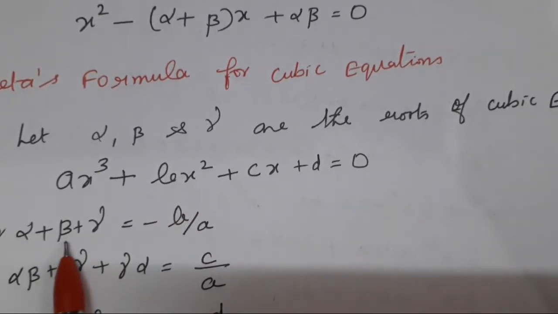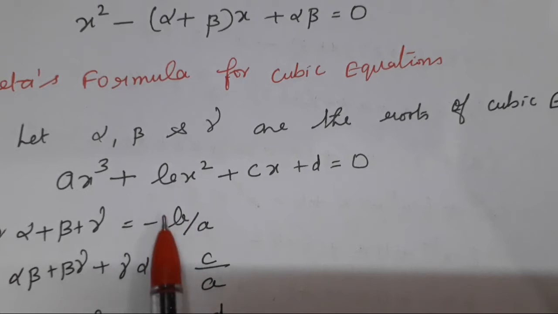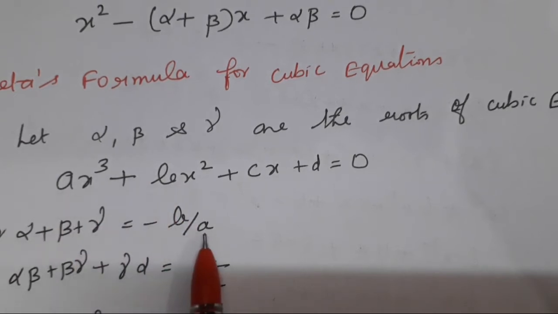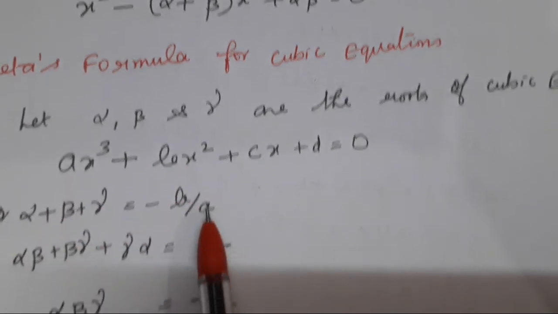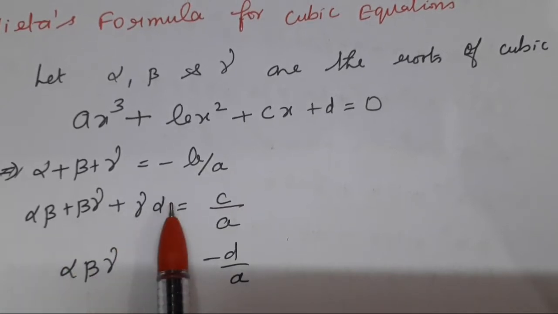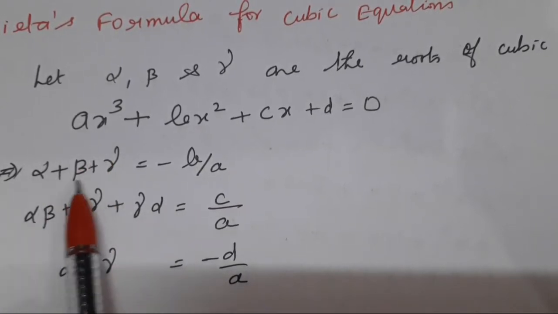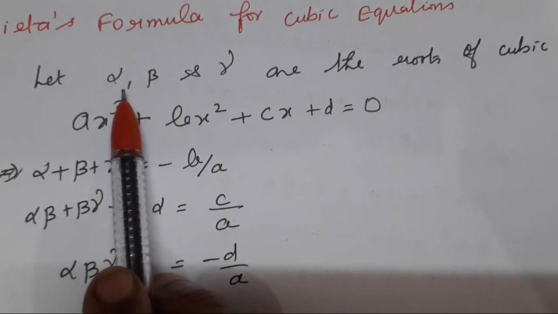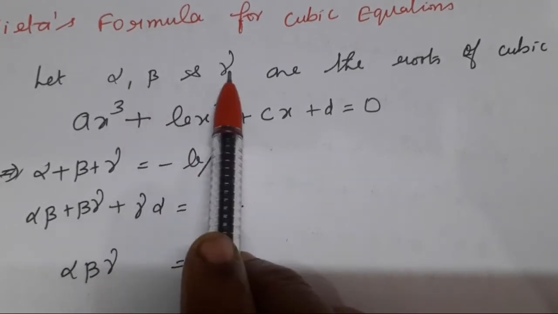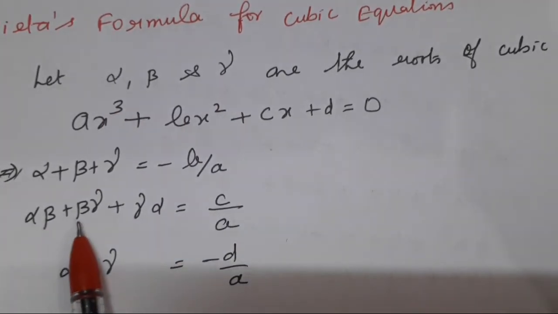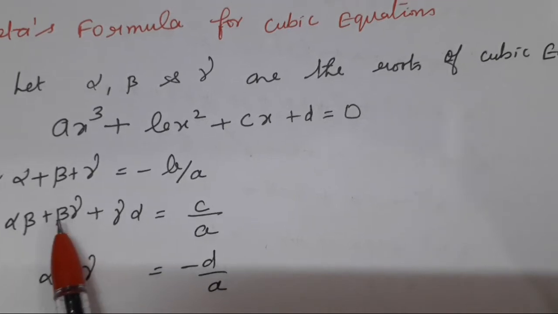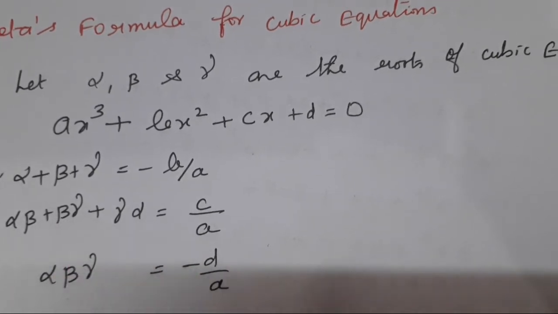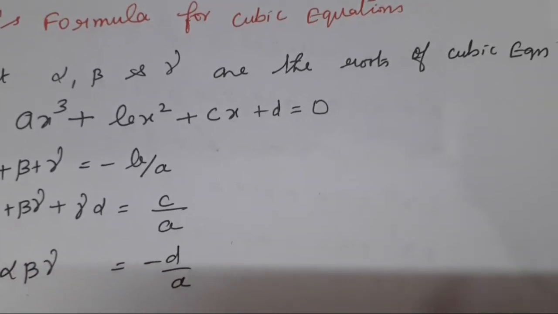So what is alpha plus beta plus gamma? That is minus b by a. Similarly the same thing: minus coefficient of x square by coefficient of x cube. Next is the sum of the products of the roots taken two at a time. That is alpha beta, beta gamma, gamma alpha: alpha beta plus beta gamma plus gamma alpha equal to c by a. So the first one is what?